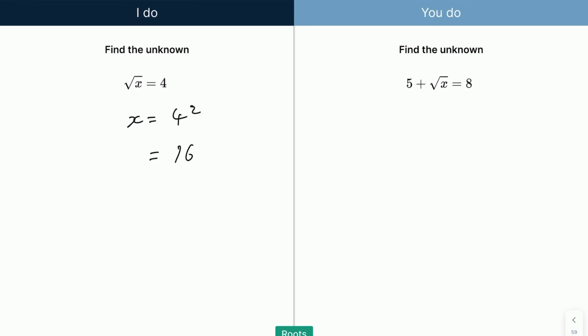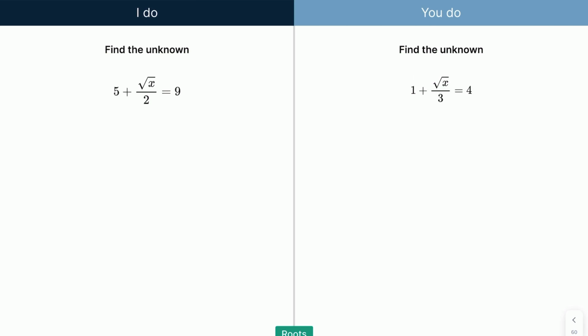And on this side, we want to first start by getting rid of the 5. So it's a positive 5. We can get rid of that like that. So we have root x is equal to 3. And now the opposite of square root is to square. So that just becomes x is equal to 3 squared. And that's just going to be 9.